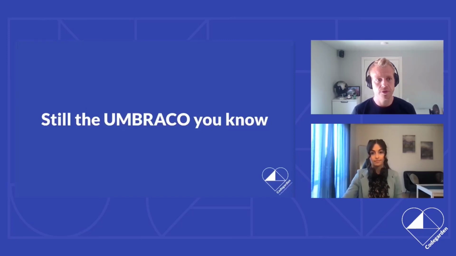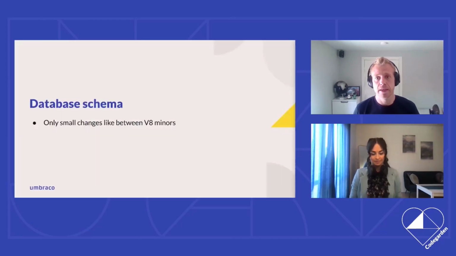Yep, now we have talked enough about what has changed. Let's also look at all the things that are still the same as you know it from Umbraco 8. So the most important thing that is still as you know it is the database schema. Unlike the migration from Umbraco 7 to 8, you will not need to migrate any content this time. The changes to the database schema are no bigger than between minor versions of Umbraco 8.